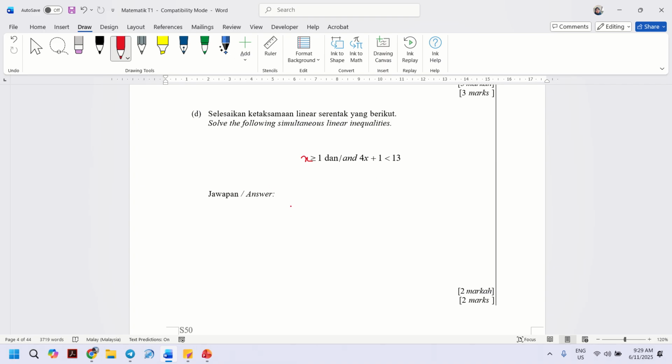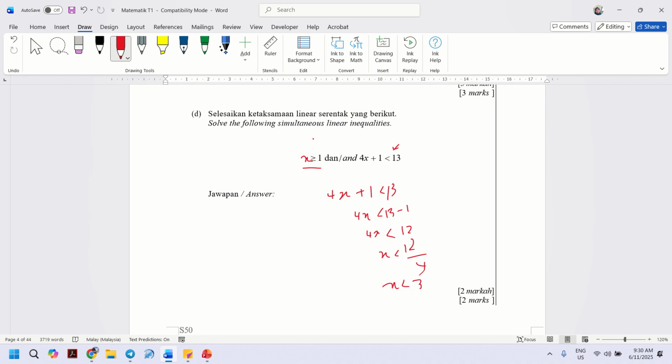So the first part, we don't need to do anything, because we already know x is greater than or equal to 1. For x, we just have to solve this linear inequality: 4x plus 1 is less than 13. So 4x is less than 13 minus 1, which is 12. So x is less than 12 divided by 4. So x is less than 3.